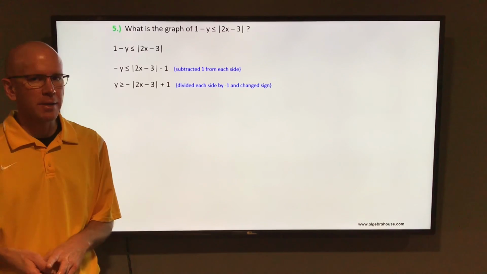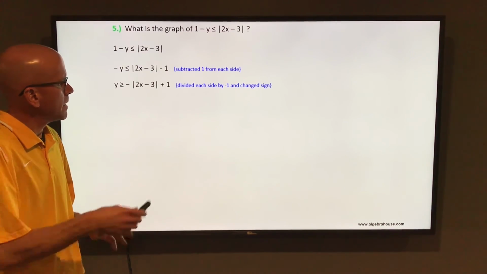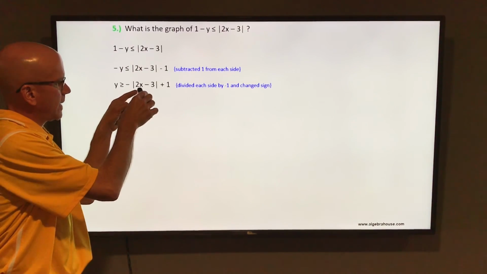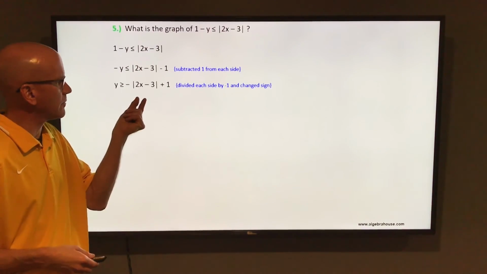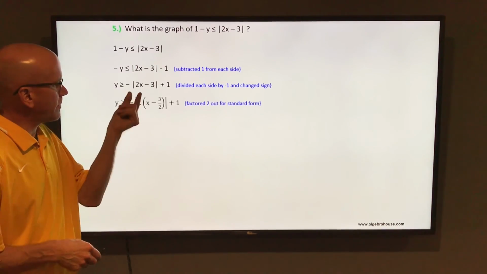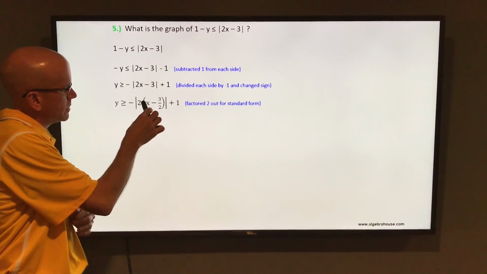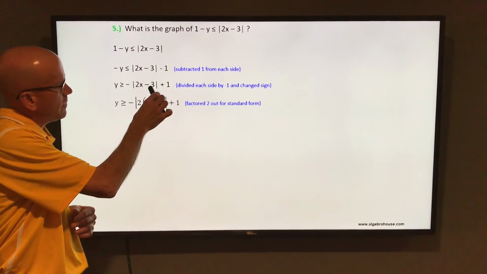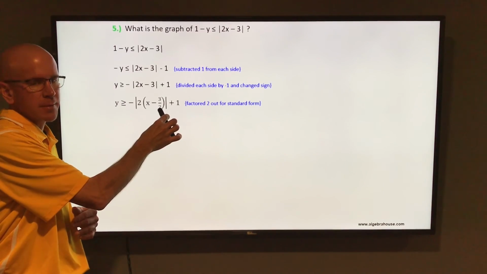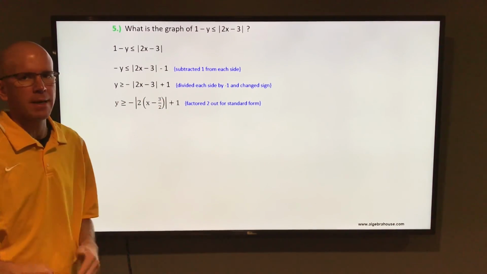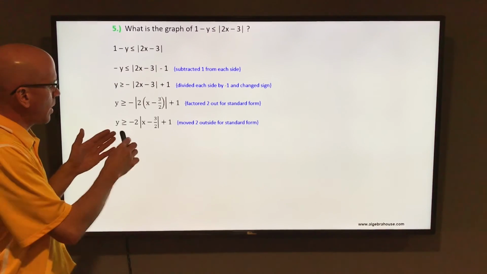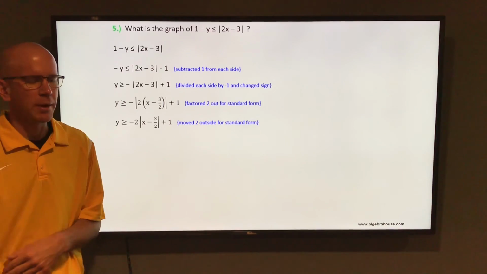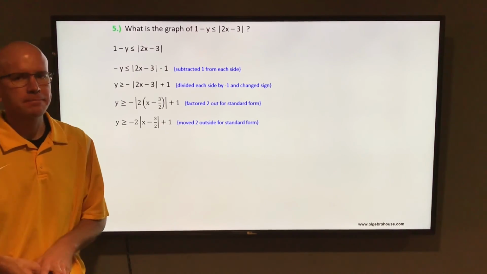We have a little ways to go yet to get to the boundary, because we have a 2 in front of the x. Remember, to get this in general or standard form, that has to strictly be x. If there's something in front of it, you need to factor that out. So we're going to factor 2 out, and when you factor 2 out, you're dividing each of these terms by 2. So 2x divided by 2 is x, and then negative 3 divided by 2 is negative 3 halves. And then you're simply going to move that 2 in front of the absolute value. So it's now y is greater than or equal to negative 2 times the absolute value of x minus 3 halves plus 1. That's in general or standard form.